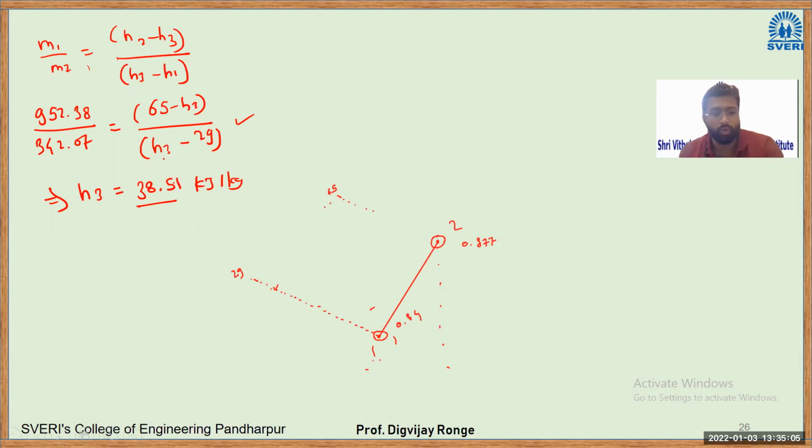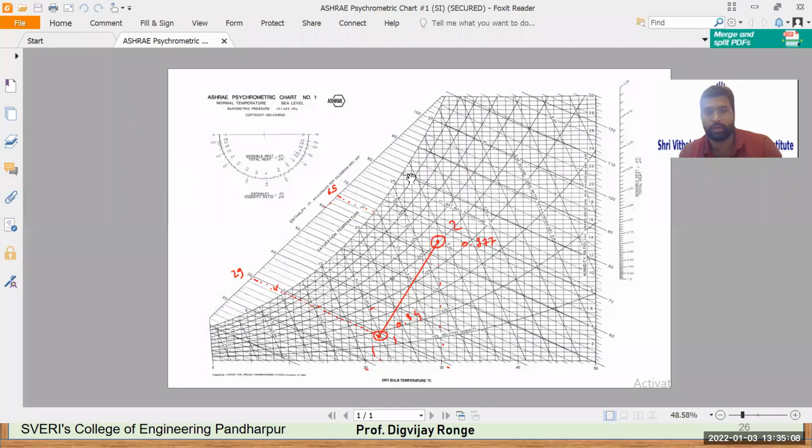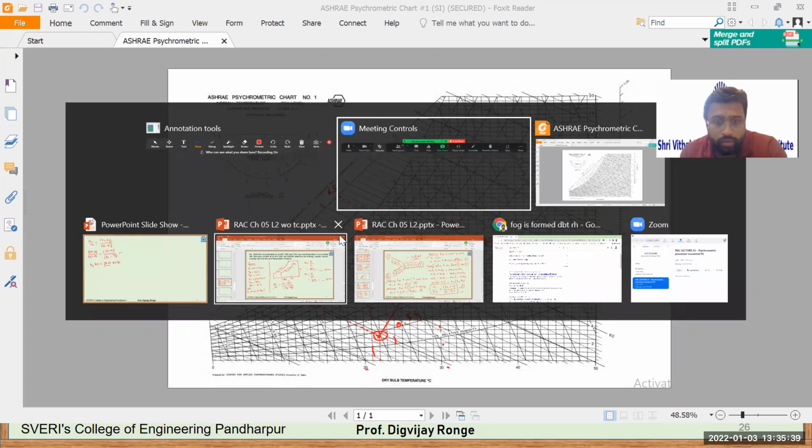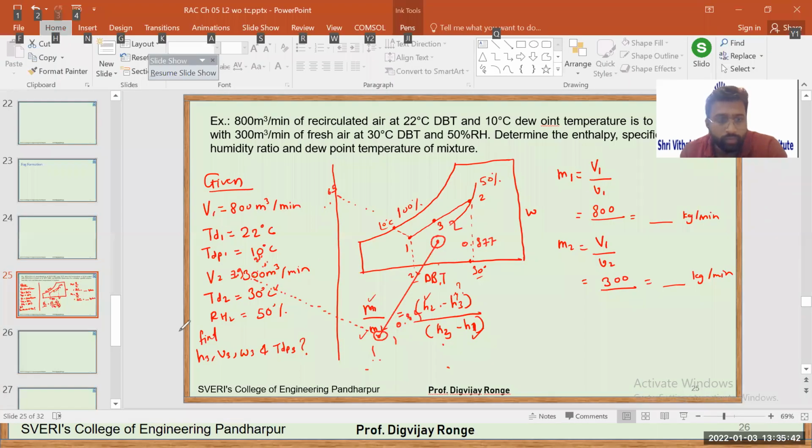38.51, okay? Now, the next thing, very important step here, I have to search for the 38.5 enthalpy value. So this is the enthalpy scale. This is 29, this is 30, 32, 34, 35, 36. In between somewhere I have 35. In that I can put, roughly I can put this point here as 35.5.